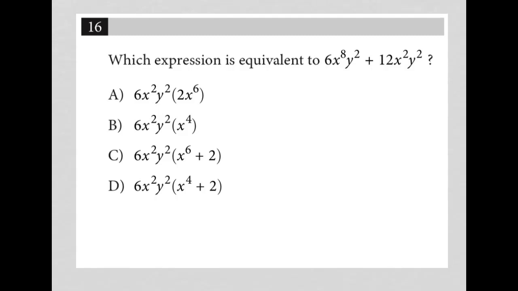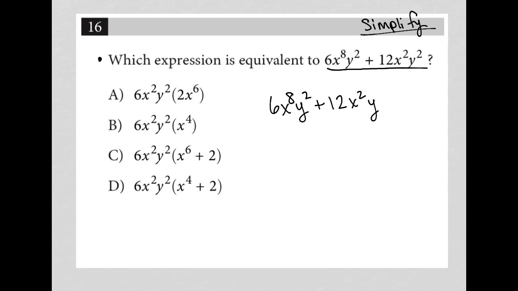So this question is a simplify question. I know that because it's short. All simplify questions are between 1 and 3 lines long, and every simplify question will contain either an equation or, like what we have in this case, an expression. So I'm going to rewrite my expression, 6x to the 8th y squared plus 12x squared y squared.